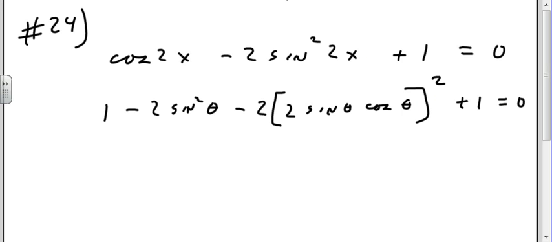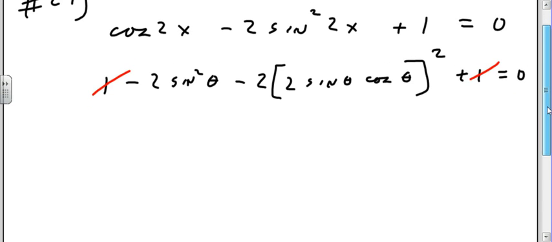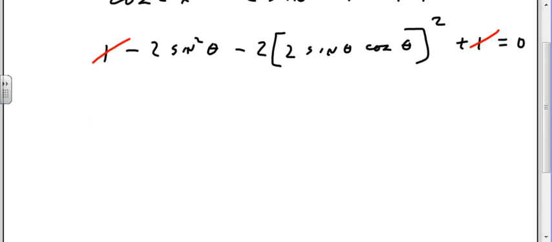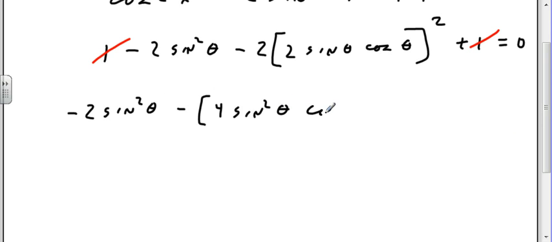Well, that's convenient. Now the 1's go away because I got a 1 there and a 1 there. Okay, so now I've got minus 2 sine squared theta minus 4 sine squared theta cosine squared theta.